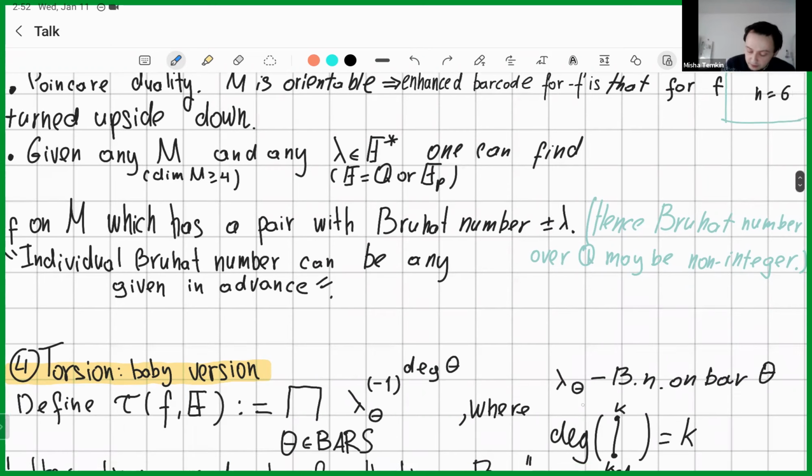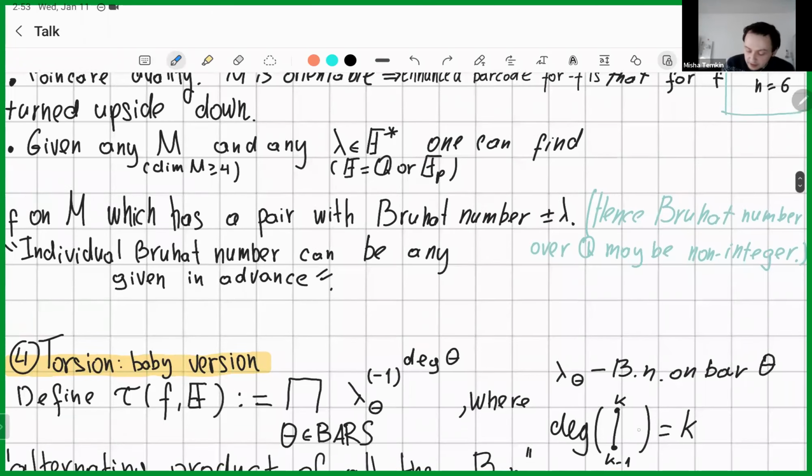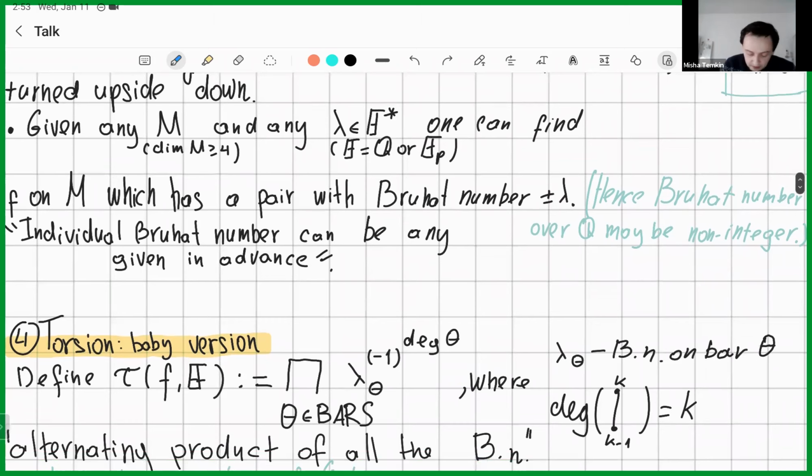Yes, so theta runs through all the bars. Lambda theta is the Brown number on the bar theta, and the degree of theta is just the index of the upper critical point, right? So depending on the parity of this index, I should take Brown number to the power 1 or -1. So that's why we call it this tau alternating product of all the Brown numbers, right?